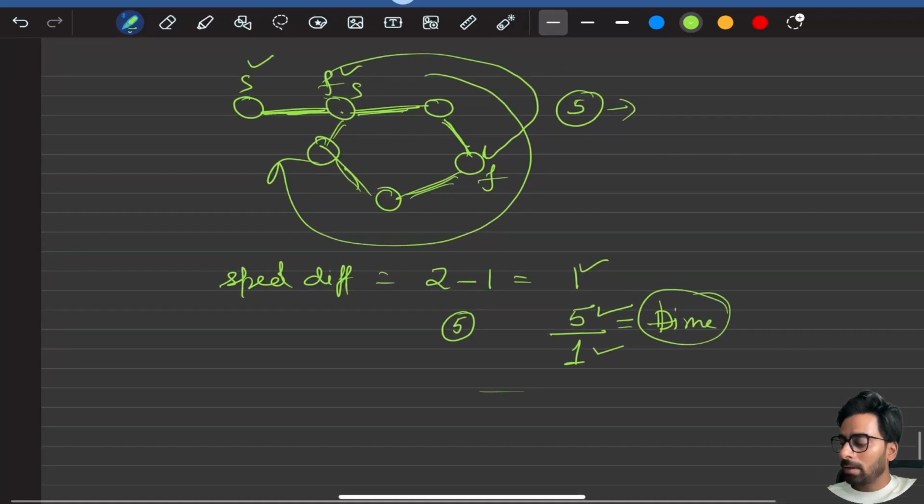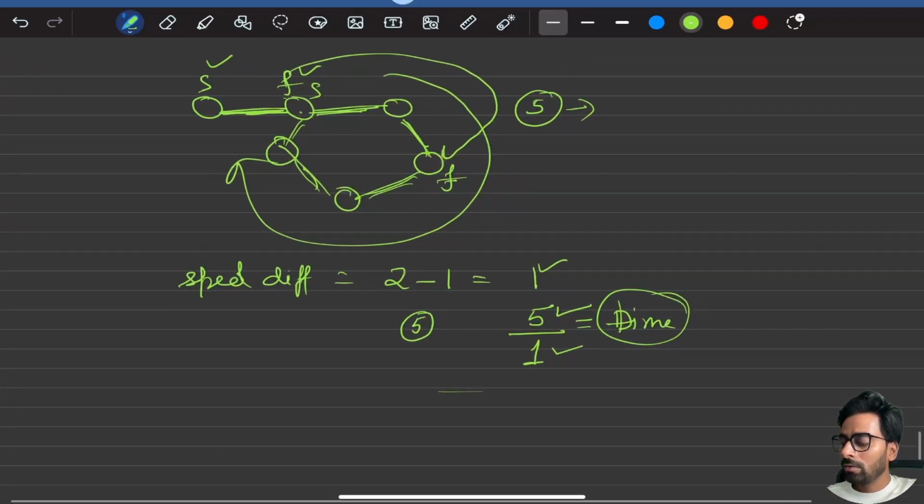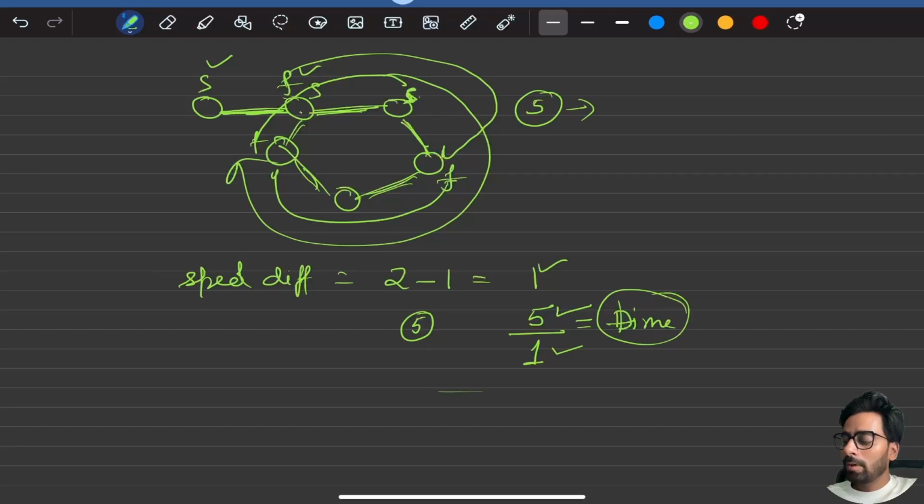For example, F is here now and S is here now. Next time F will go to this position and S will go here. Now F will go to this position and S is already there. So they have met at this position. According to our example, we are seeing that they are meeting. Definitely they will meet because they have a finite distance to cover and they have a speed difference.